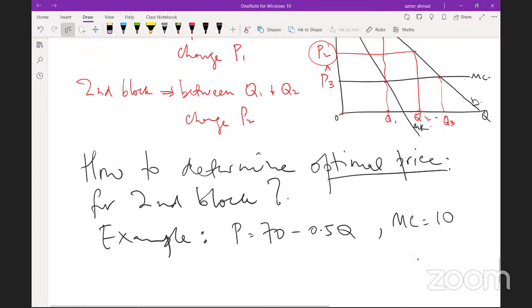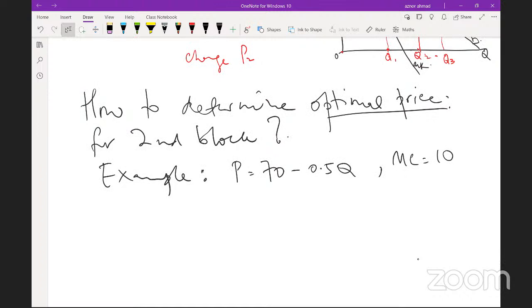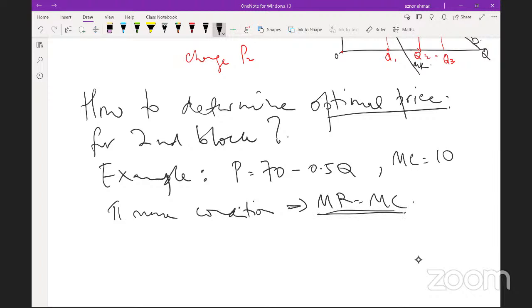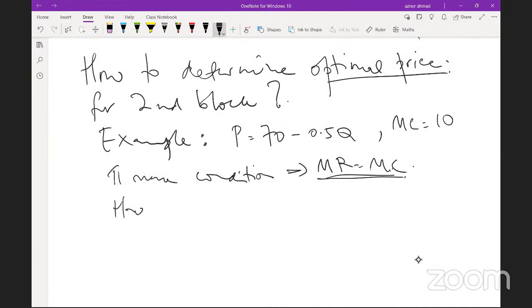So how are you going to determine it? Of course, remember our condition to maximize profit, the profit maximization condition, is when MR equals MC, right? You really have to remember this as an economics student. So the condition should be when MR equals MC. Here you are given a price, this is a demand curve, price in terms of Q, and the MC is already given, so you have to find out what the marginal revenue is. All right, so how are you going to get marginal revenue?